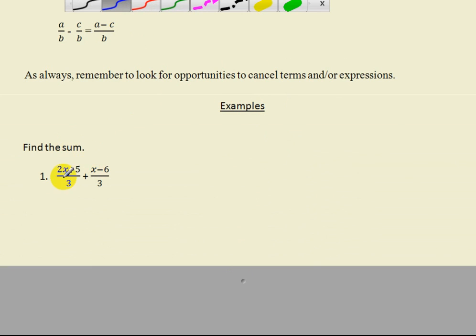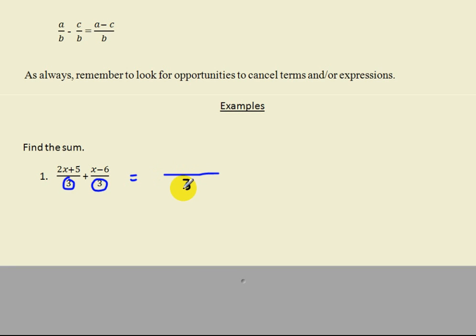So here we have, find the sum, 2x plus 5 over 3 plus x minus 6 over 3. Well, we already have a common denominator of 3, and so we can go ahead and add this. We already know our denominator is 3, and we add across the numerator. So we have 2x plus 5 plus x minus 6. And then notice that in the numerator we can combine like terms. We have a 2x and x will combine to give us 3x, and then 5 minus 6 will give us negative 1. So we end up with 3x minus 1 in the numerator and then 3 in the denominator. And we cannot factor this 3x minus 1 any further, and so we're done.